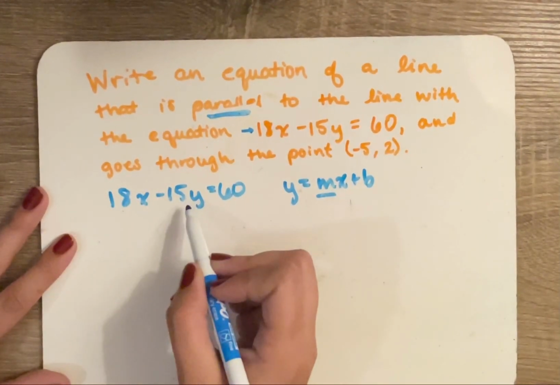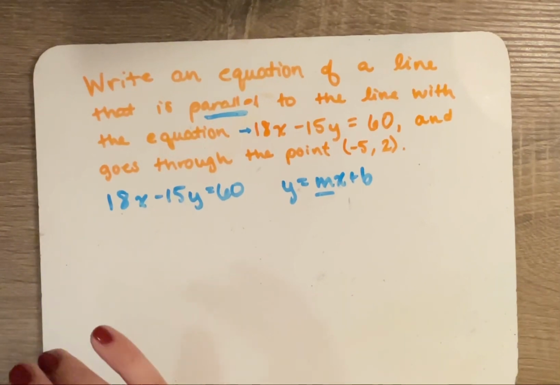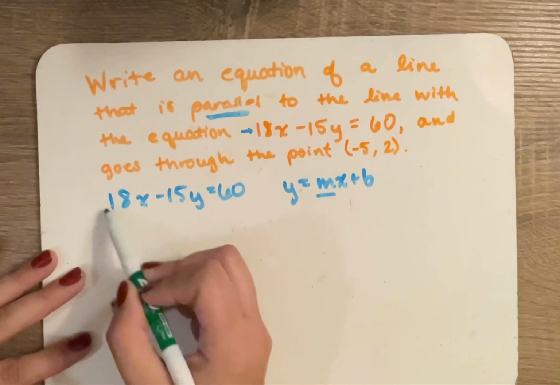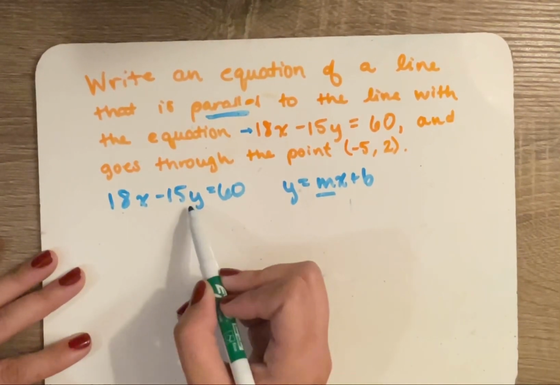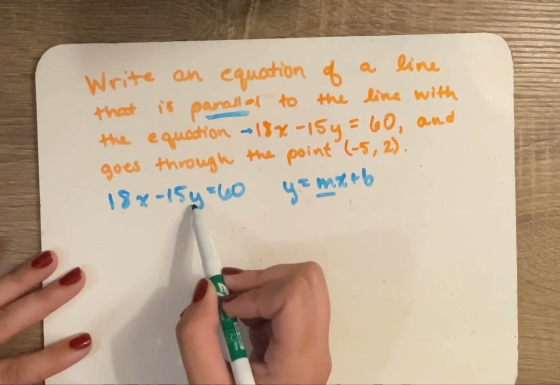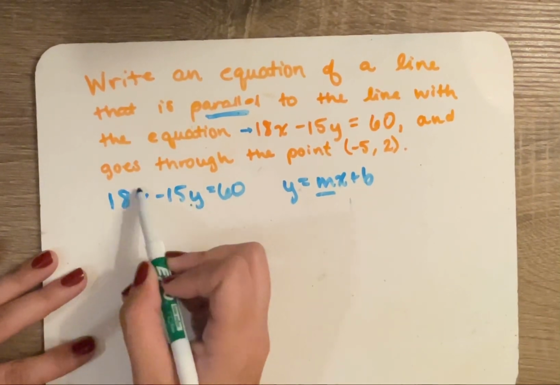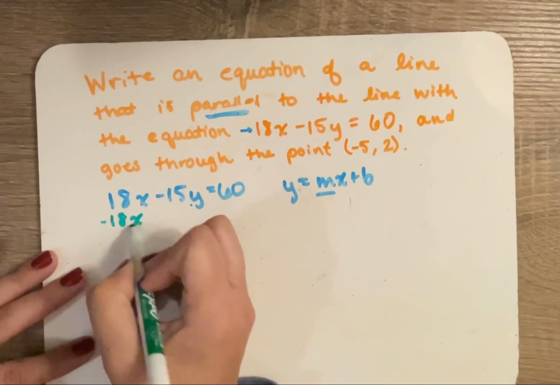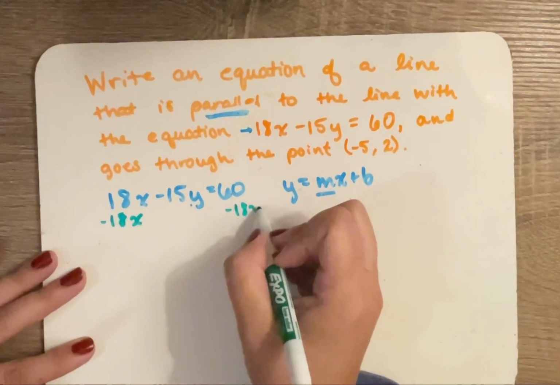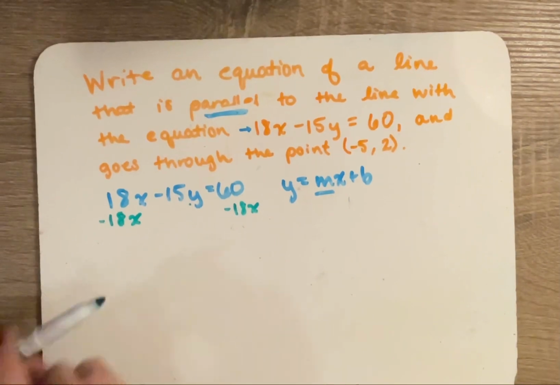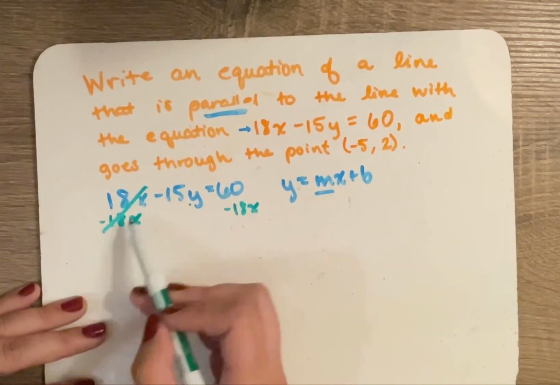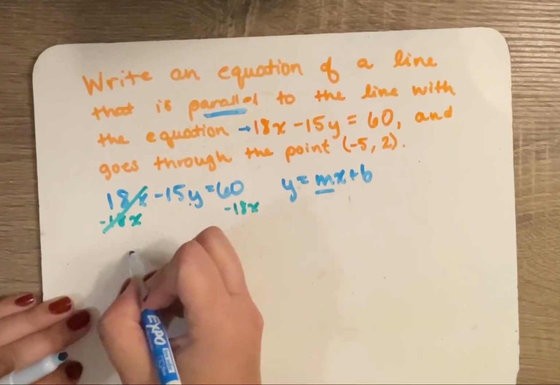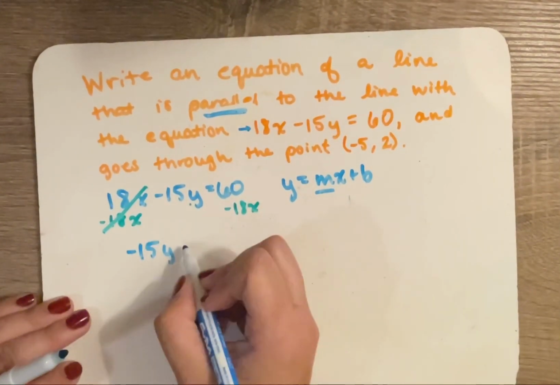First thing I'm going to do here is move this term, 18x, to the other side because I'm trying to isolate y. I want y to be by itself. Since this is a positive 18x, that means I'm going to subtract 18x from both sides. When I do that, these 18x's cancel out. So on the left side, all that remains is -15y.